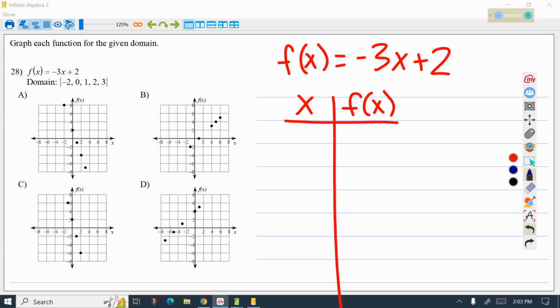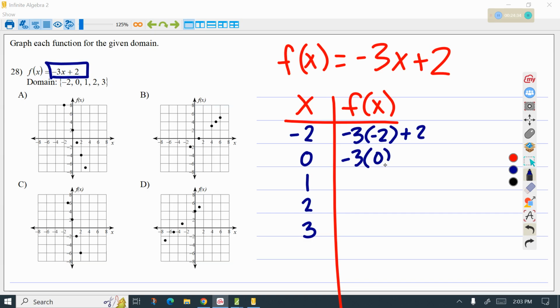What we're going to have here is negative 2, 0, 1, 2, and 3. All we have to do is plug those into this value and see what they're all going to be. So I'm going to plug in each one into this equation, negative 3x plus 2. So this one's going to be negative 3 times negative 2 plus 2. This one's going to be negative 3 times 0 plus 2. This one's going to be negative 3 times 1 plus 2. You guys see my point? Okay, so just write them all down so you guys know what to do.